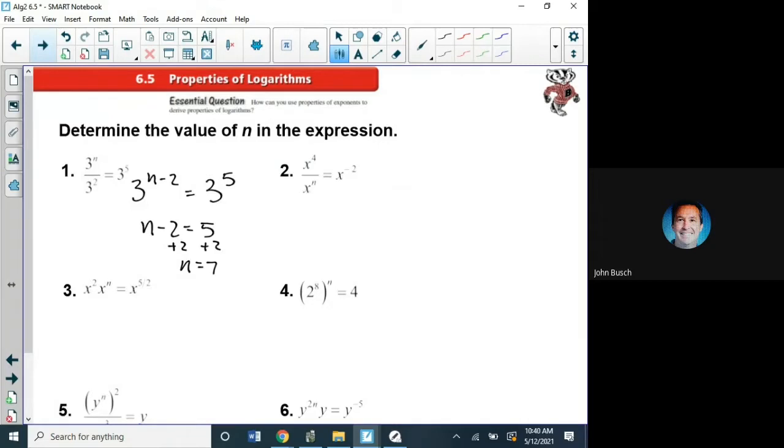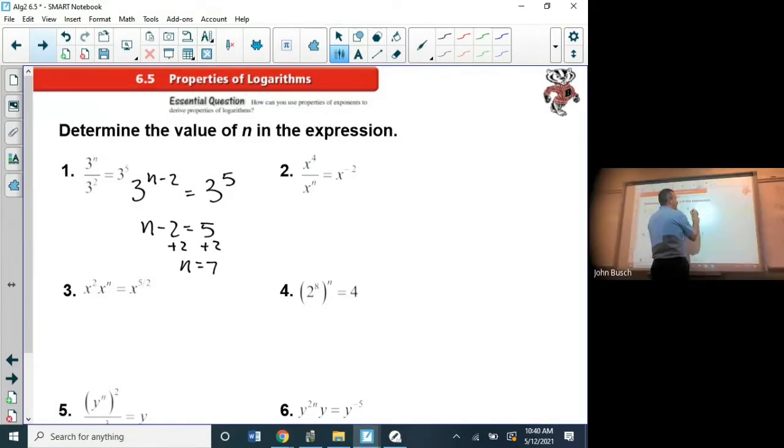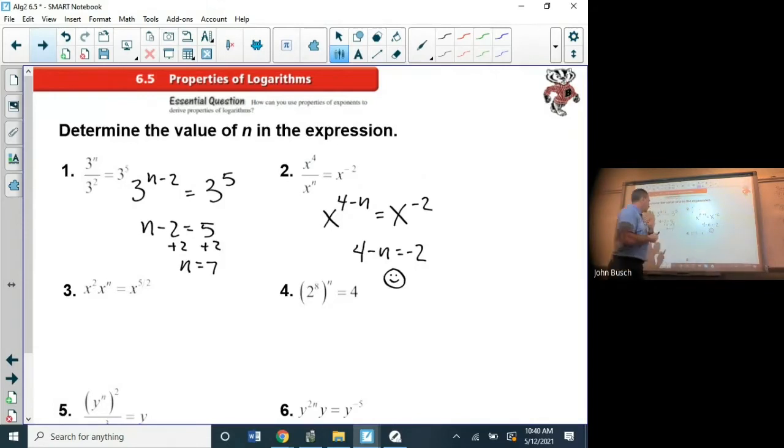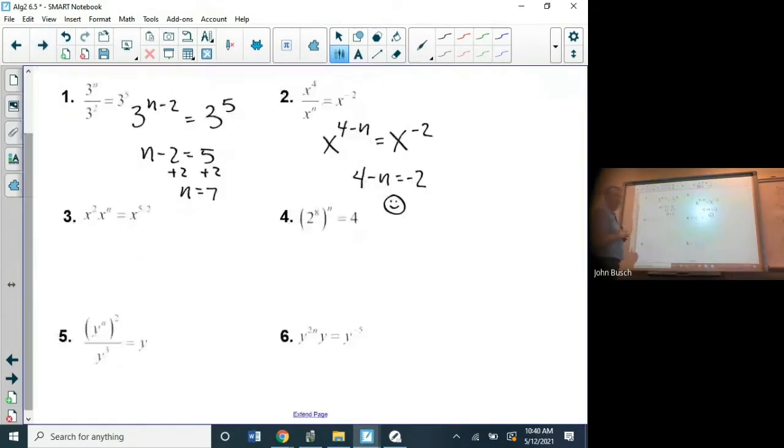Oh, number 2 looks like it's the same problem, right? Just reminding you of power rules. When the bases are the same and you have a difference of 2 numbers, if the base is the same, you just subtract the powers. 4 minus n equals x and negative 2. And then from that, you get an equation that you can solve for n with. Since the bases are the same, the powers must be equal. 4 minus n equals negative 2. And you can solve that equation. I'm just going to put a little smiley face. Maybe you can figure out what the rest of that is. Okay?